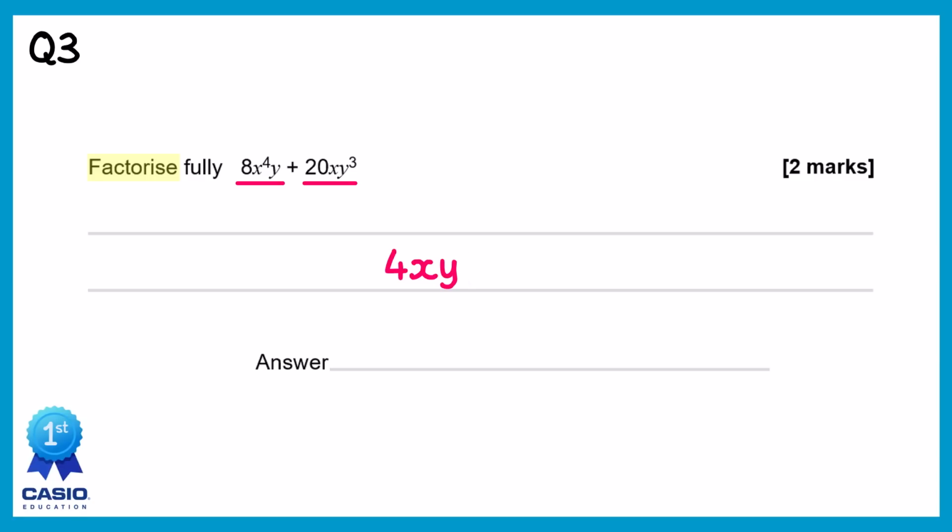Now we need to consider what will go inside the brackets. What would we multiply 4xy by to get to 8x to the 4y? Well, to get from the 4 to the 8, we would multiply by 2. To get from x to x to the power 4, we need x to the power 3. And we've already got the y, so that's it. Then what would we multiply the 4xy by to get to 20xy to the power 3? Well, to get from the 4 to the 20, we multiply by 5. We've already got the x that we need, and to get from y to y to the power 3, we need to multiply by y squared. So this is the answer to the question.